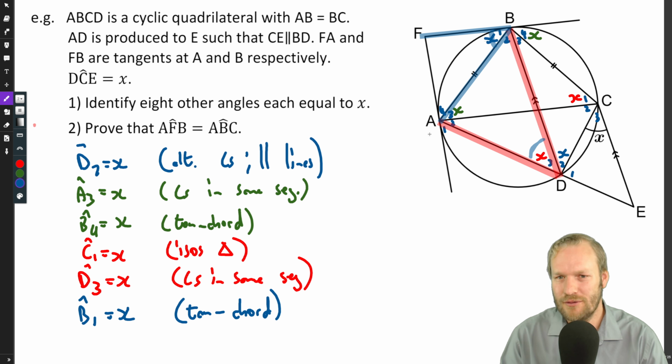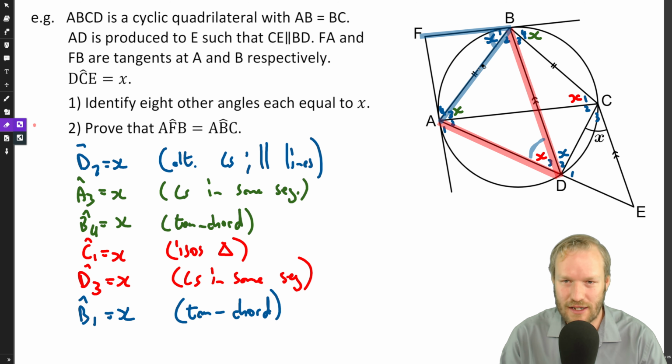But now, wait a second. That angle, what else have we got? We've still got a few to go on. Not 3, 6. We still got 2 more to find. That's x. Doesn't that mean that A4 is x because we've got an isosceles triangle?